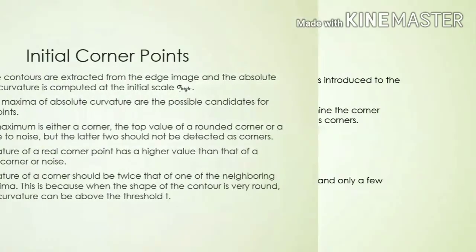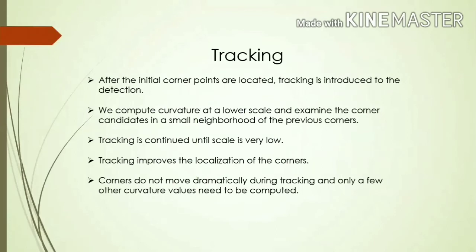So next, go to the next step. The initial points are located. Tracking is introduced to the corners detected at scale sigma high. The corner localization might not be good. We compute curvature at a lower scale and examine the corner candidates in a small neighborhood of the previous corners. Corner locations are updated if needed in this neighborhood. Tracking is continued until the scale is very low. This process will give very good localization.